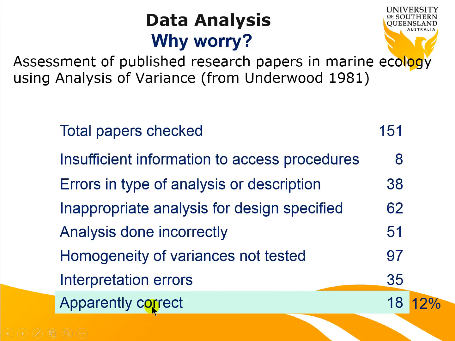So really there were only 18 that had done a good job of explaining the method they had used, how they had applied analysis of variance and interpreted the results correctly. So only 12% of the studies were correct. This is a pretty typical thing even today.